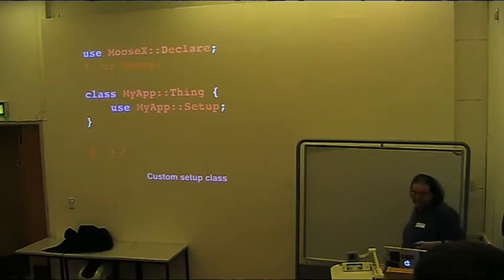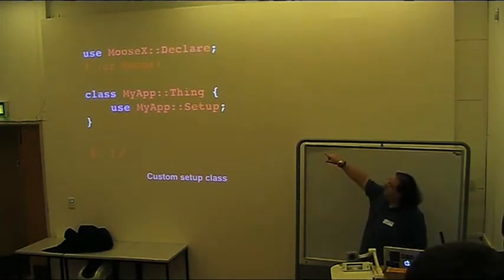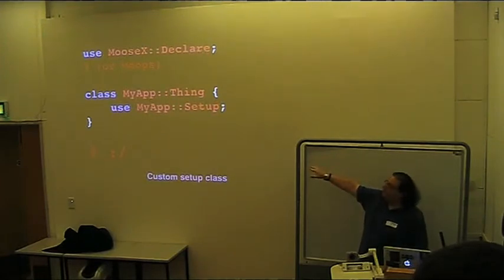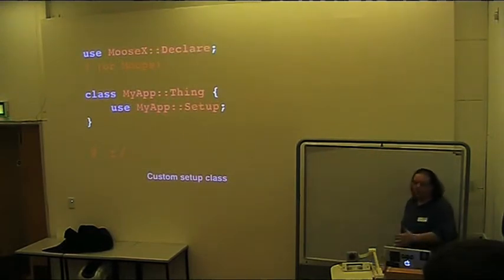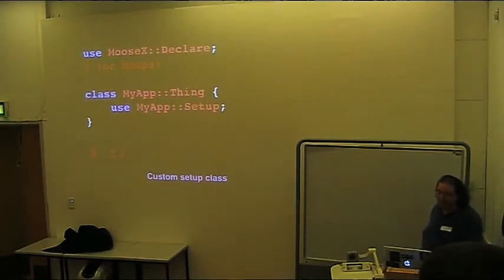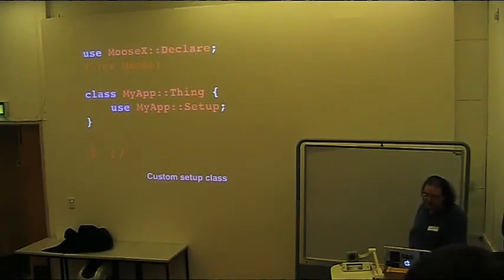The reason is I can't just do use MyApp::Setup up top because that's still in the main package. You don't get your class package until the class keyword comes. So doing the MyApp::Setup up there would just import all that stuff into main, and then once I get inside my class, that stuff would disappear.